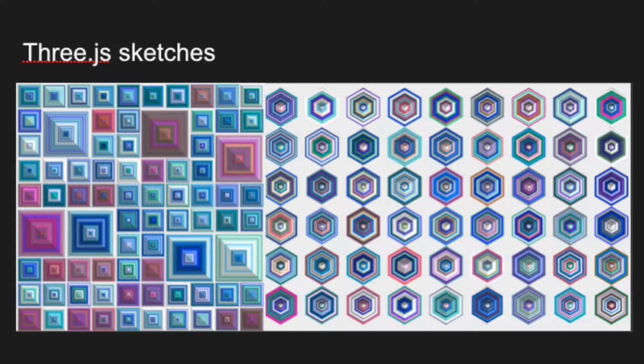I did get started, however, just making Three.js sketches. It's a library for the web that uses WebGL under the hood. I started mimicking a lot of artists that I saw on Tumblr, generating tile sheets and weird geometric stuff that's all procedural.